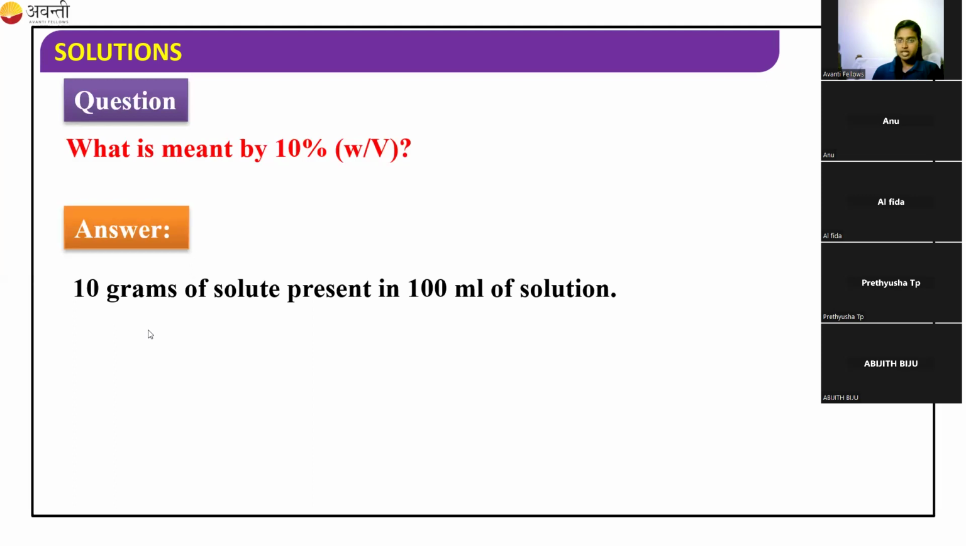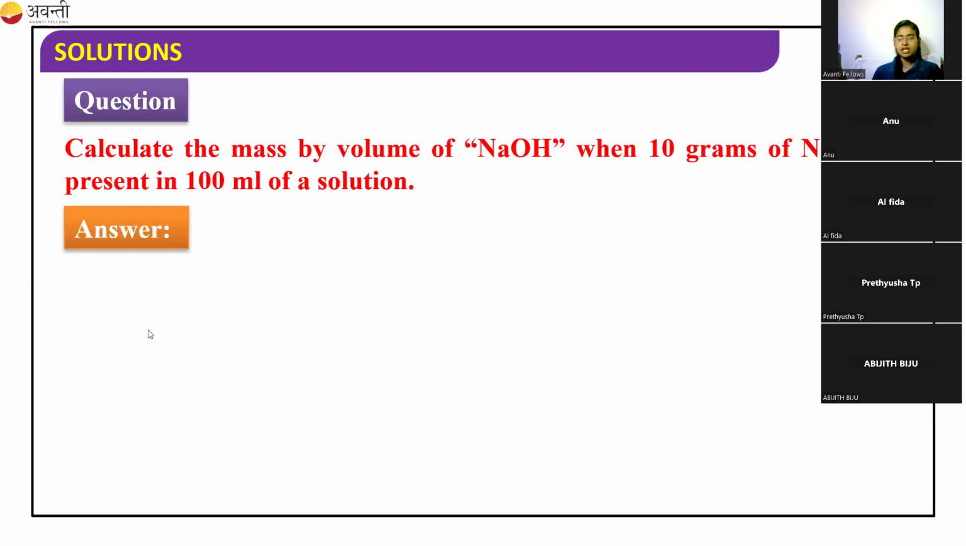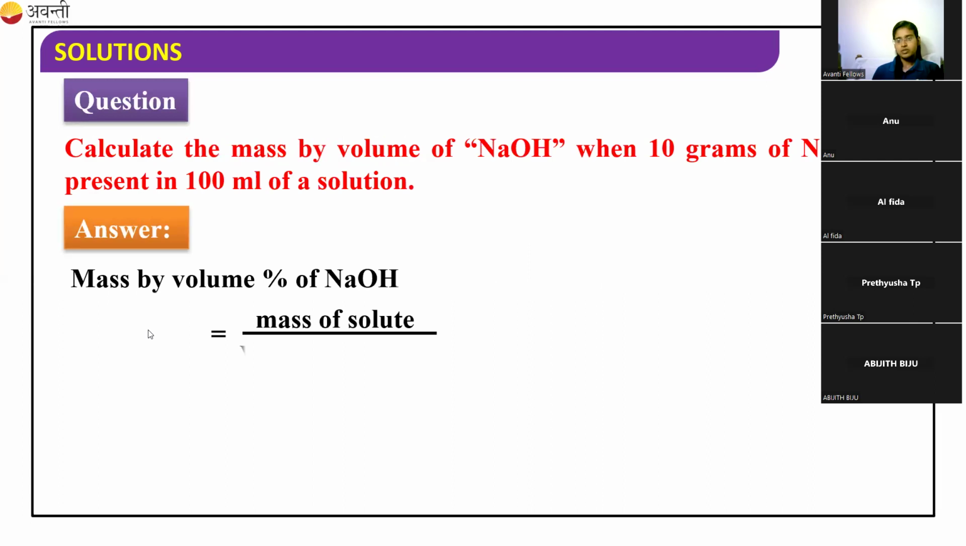Now with the same concept, I would like to go with one more question for you. Calculate the mass by volume percentage of NaOH when 10 gram of NaOH is present in 100 ml of a solution. How to find out the mass by volume percentage of NaOH? We know the formula, mass of solute by volume of solution into 100. Now we need the mass of the solute. Do we have the mass of solute in the question? Yes. What is the value?